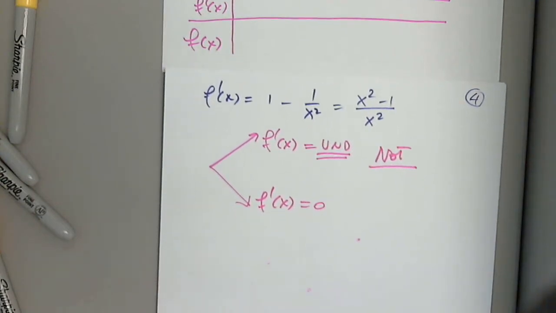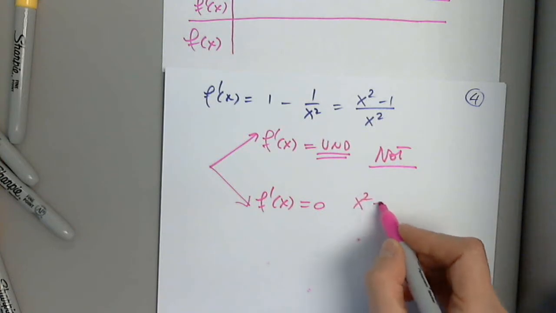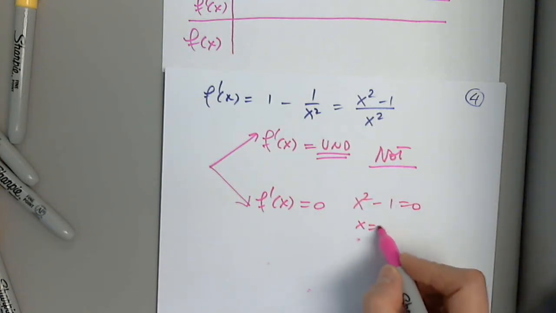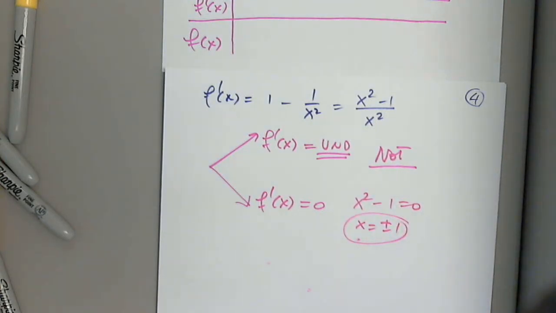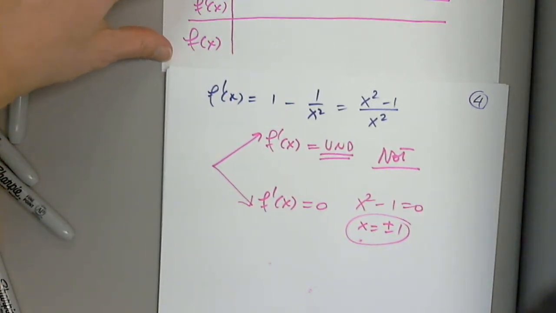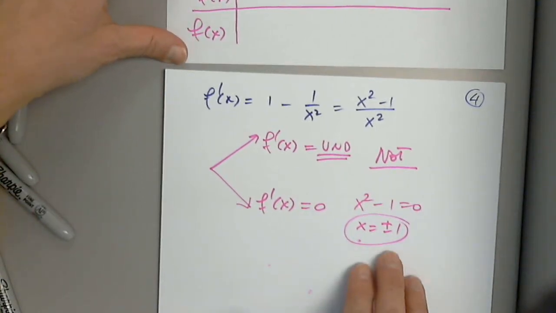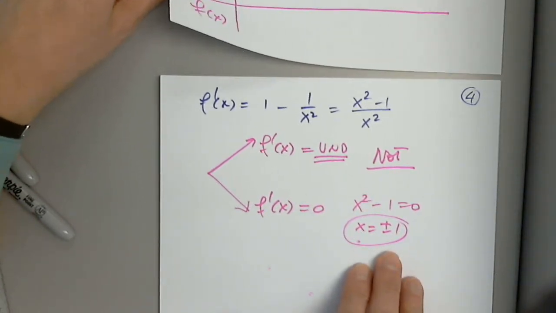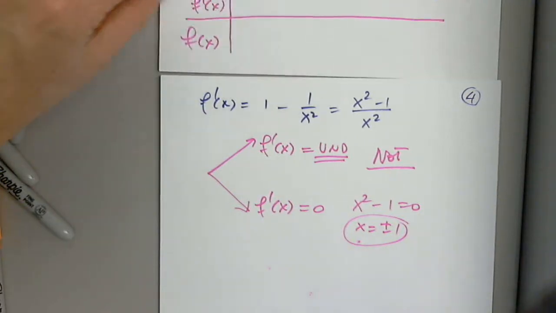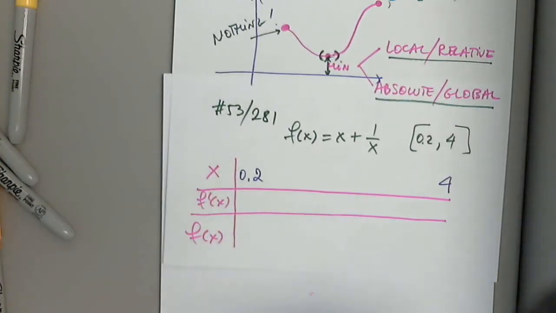When is a fraction 0? So x squared minus 1 equals 0, and we know this is x equals plus or minus 1. You either factor or you move 1 and take the square root and so on. I have to go back to the table. Again, I am forced to study this function only between 0.2 and 4. One of these two has no place here. Which one? The negative 1. Correct. So I only put 1.